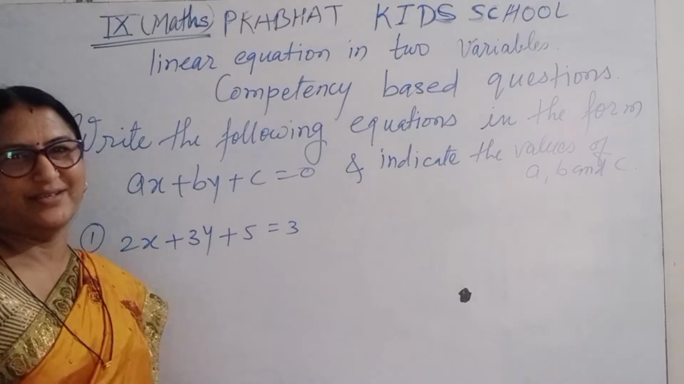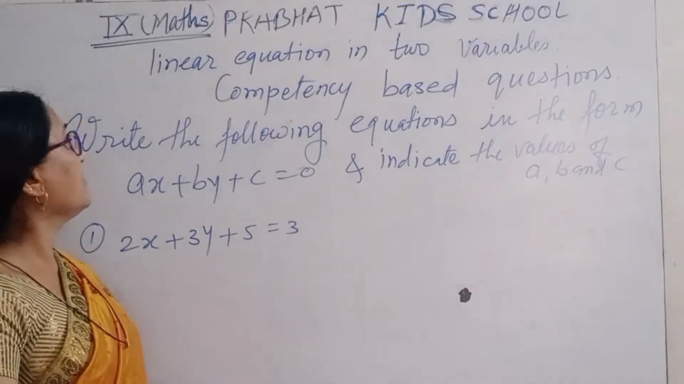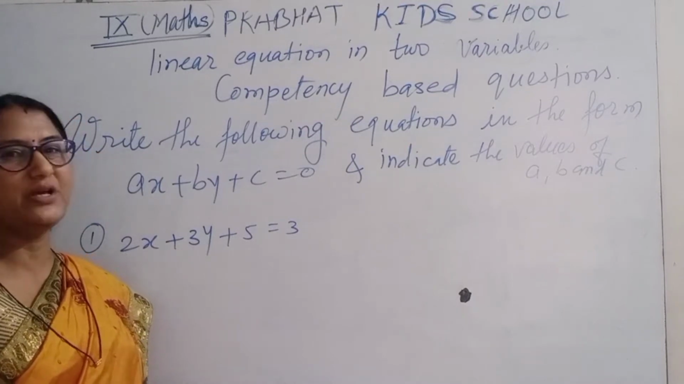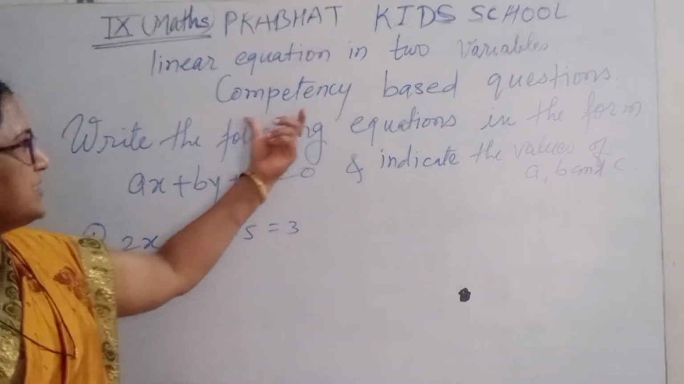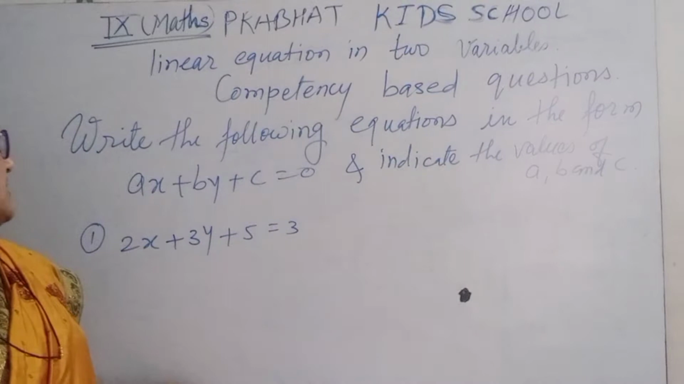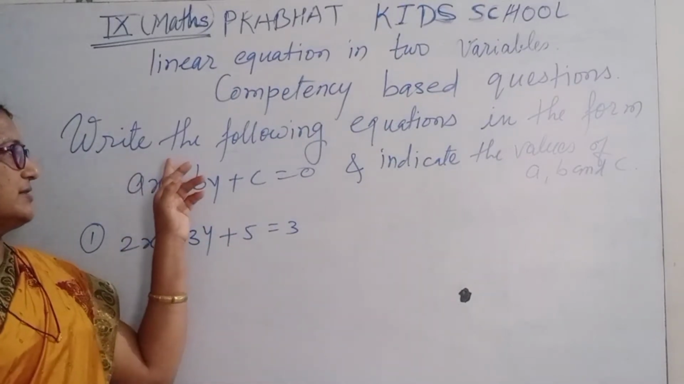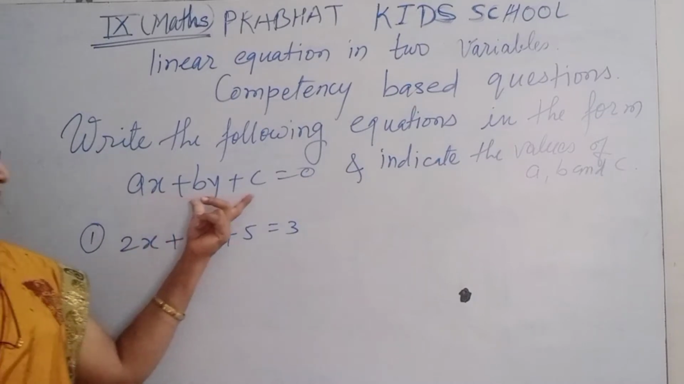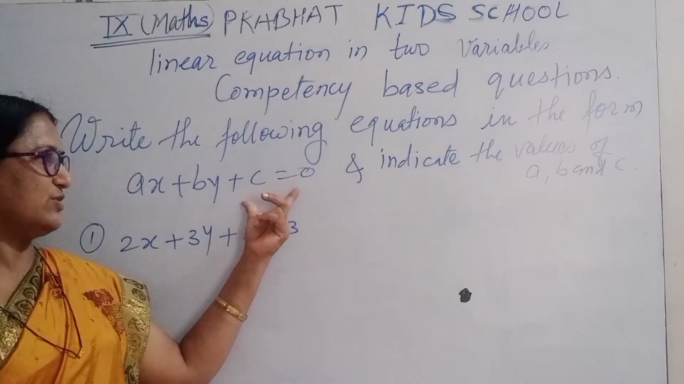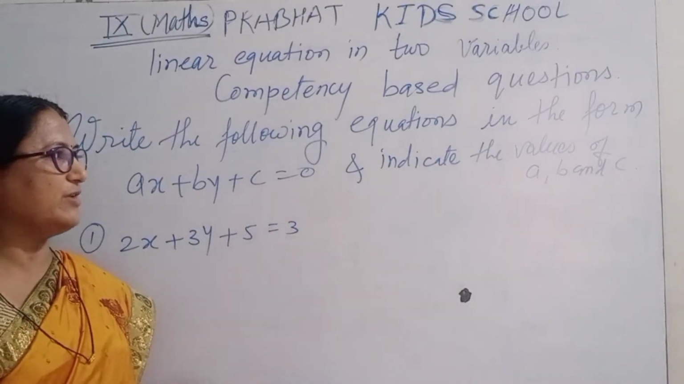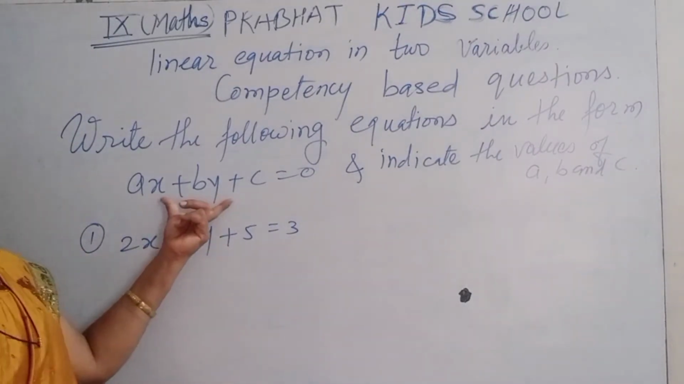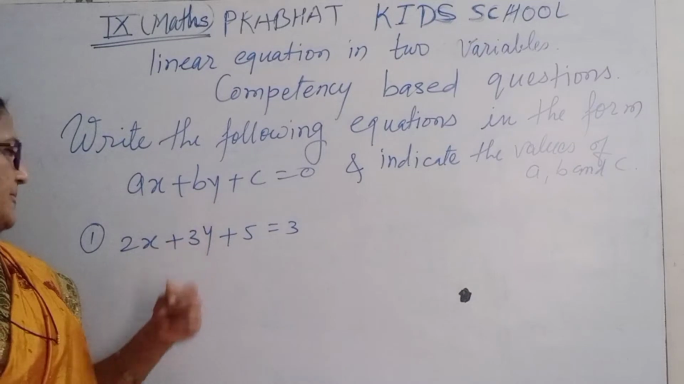Hello students, we are running chapter linear equation in two variables and today we are studying competency based questions. Write the following equations in the form ax plus by plus c is equal to 0 and indicate the values of a, b and c. It is the standard form of linear equation.